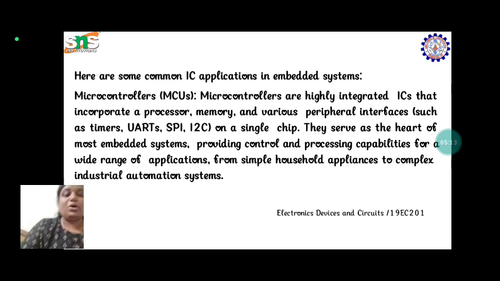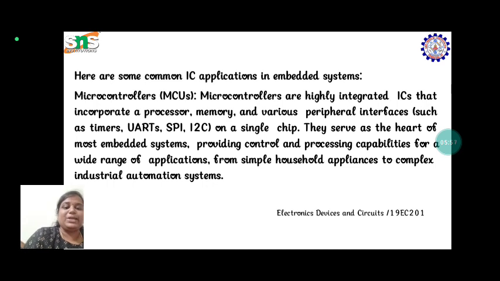Here I am saying about the microprocessor: in a microprocessor there is no additional hardware like memory. It has minimal memory like system memory, and other than that it doesn't have any other peripherals. But in the case of the controller, as I said, inside the controller we have one processor, and all the things are inside this controller. So the controller is the heart of the embedded system, providing controlling and processing capability for a wide range of applications.